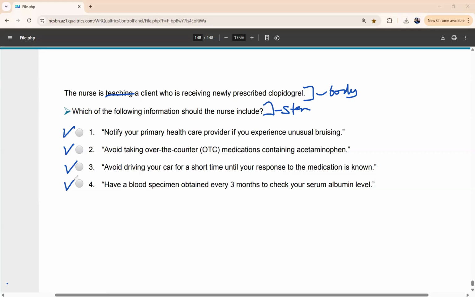Now, since I have the information right now, I need to ask myself, am I including this information in the teaching? Am I including this information in the teaching? Am I including this information in the teaching? This is what I am thinking about, right?